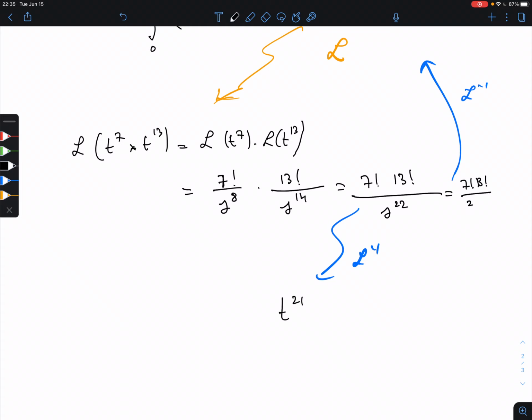13 factorial over 21 factorial times 21 factorial times s to the 22. So what I'm doing is multiplying top and bottom by 21 factorial, so that this is exactly the Laplace of this guy, and then this is just a coefficient that I can take out. So 7 factorial times 13 factorial over 21 factorial times t to the 21. So extremely quick, right? Once you know how these things work.